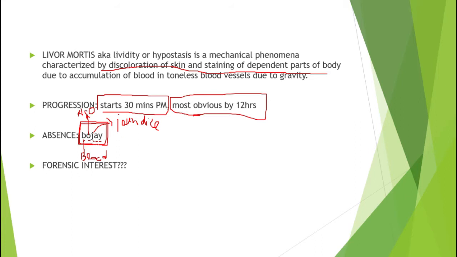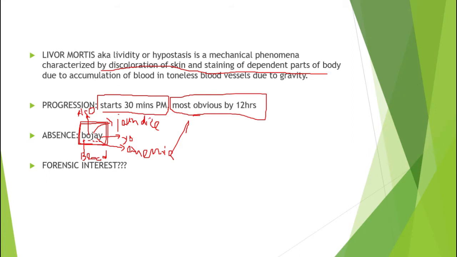A is for anemic deaths, just like the case in death of the old people. So if there is anemia related death, the blood count will be low, and if the blood count is low, this mechanical event will not occur quite obviously. And Y is for young, very young patients. Their blood count is also not very good, so it is absent in them also.